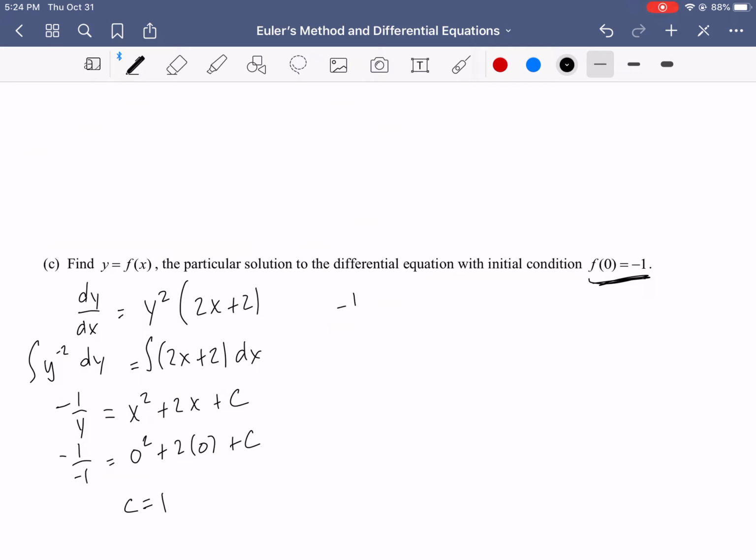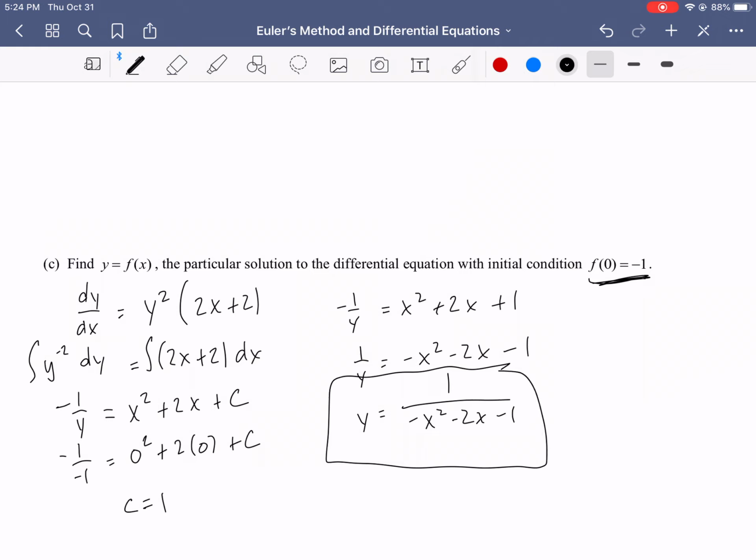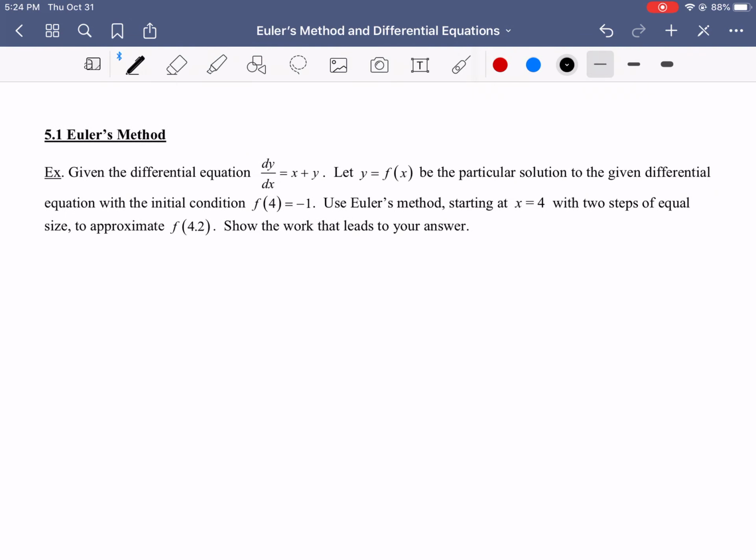And so back up here, I'm going to have -1 over y is equal to x squared plus 2x plus 1. Okay, and in order to get y by itself, in order to finish this, I'm going to change the signs of everything: -x squared minus 2x minus 1, and then take the reciprocal. So y is going to equal 1 over -x squared minus 2x minus 1. So that will be my final answer there. And that will complete this problem. Again, we'll come back to part B after we do this last example on the last page.